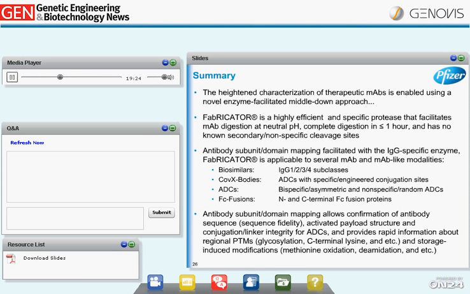This approach, the antibody subunit domain mapping, allows confirmation of antibody sequence, so sequence fidelity, which is shown for our clone selection. It also enables us to go after the activated payload structure for a given ADC, and it provides rapid information about regional post-translational modifications like glycosylation, the C-terminal lysine, methionine oxidation, and deamidation, which is also included in storage-induced modifications. This technology allows us to go quickly after the heightened characterization for a number of protein therapeutics that are mammalian-derived.